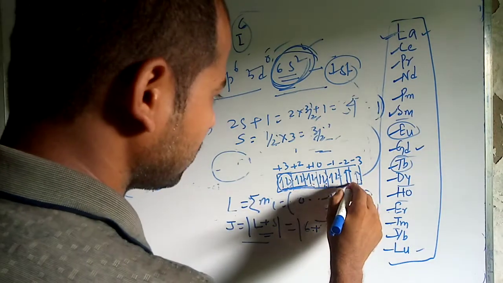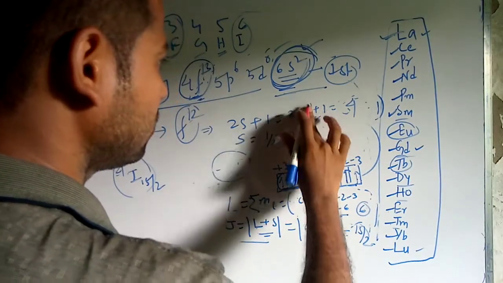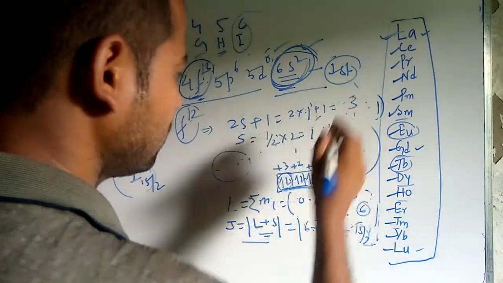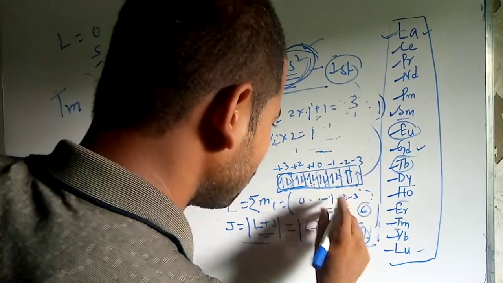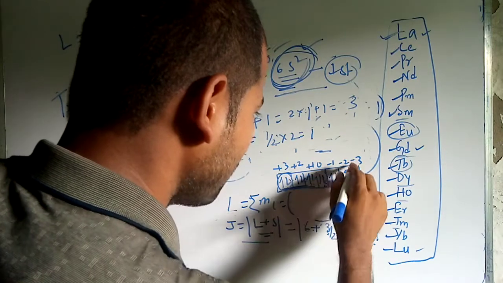How many unpaired electrons are present here? 1, 2. This is actually 2, and this is 1, actually 1. This is 3. Which is the L value? This is minus 2, minus 3. Which unpaired electrons are present here? Minus 2 or minus 3.